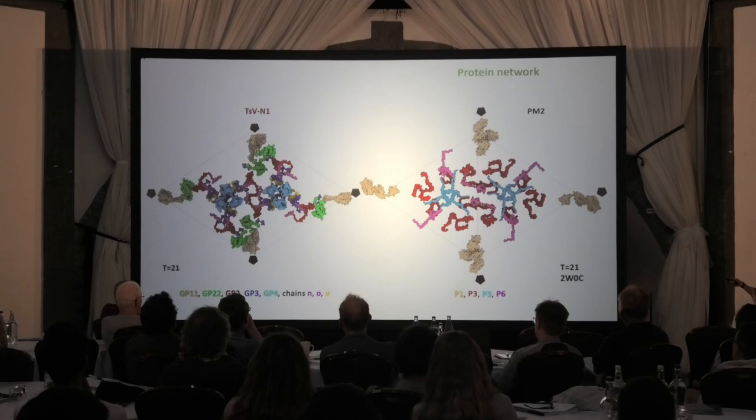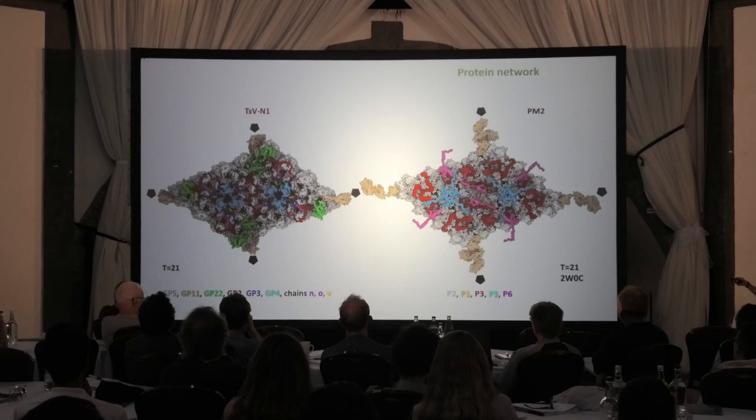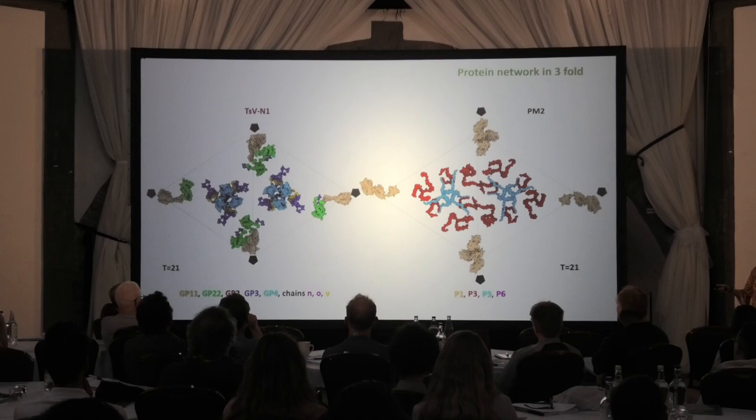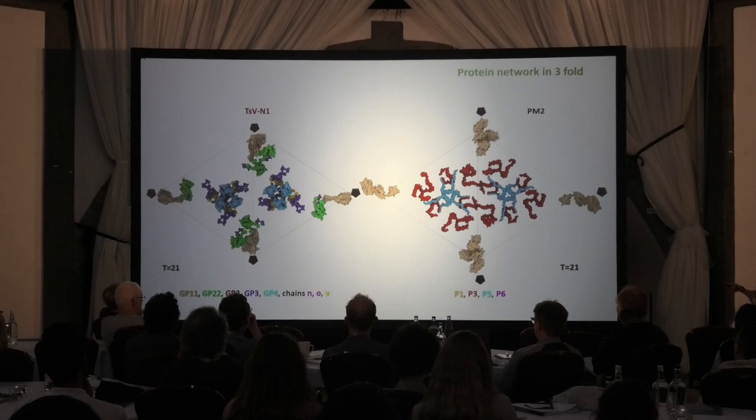And we compare this protein network with PM2, you can see that this is different. We will focus right now on the threefold axis. You can see in the case of TSDN1, we have at least two proteins, in dark blue and cyan. And there is another protein that we have not identified, in yellow. But the reinforcement is really high in this virus if we compare with PM2. We have three copies of the same protein, P3.